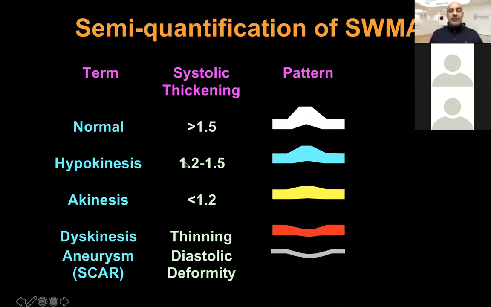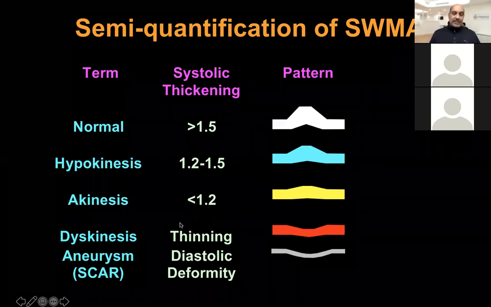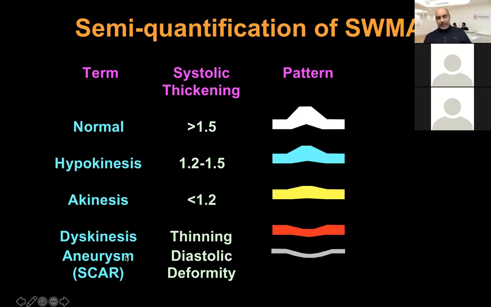Hypokinesia is when it becomes 20% to 50%. That means from 1 centimeter, it becomes 1.2 to 1.5, less than 1.5. It is hypokinesia. Akinesia is less than 1.2. Dyskinesia is when there is actually thinning during systole. And aneurysm scar is when there is outpouching in diastole as well.